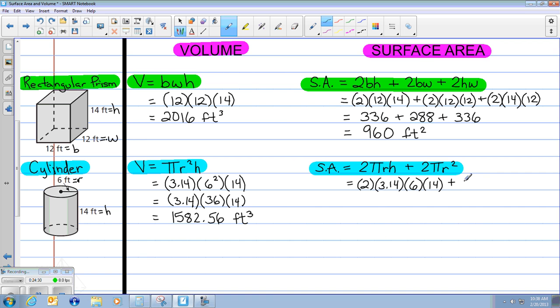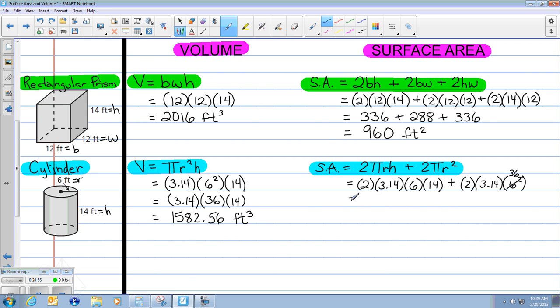Plus 2 times pi, which we're using 3.14, times r squared. So that would be 6 squared. Okay, and we've already talked about this. 6 squared is actually 36. So I could save myself a step there.